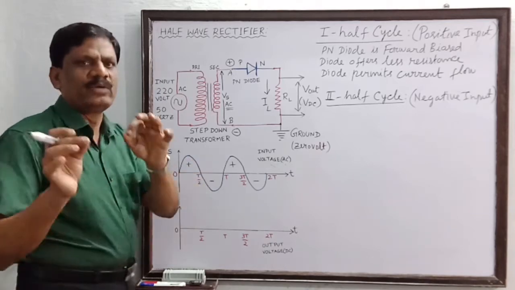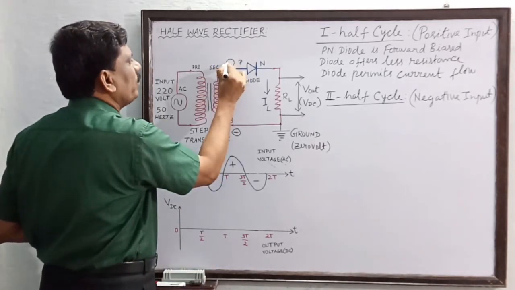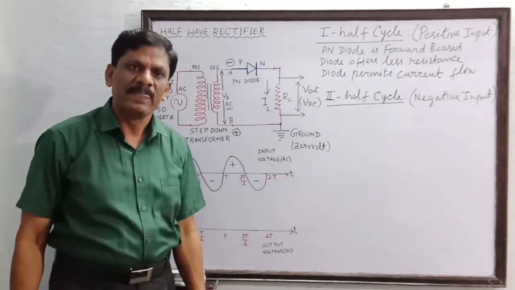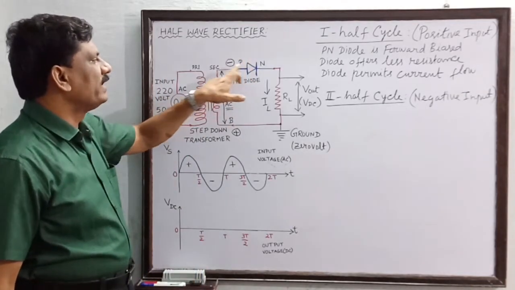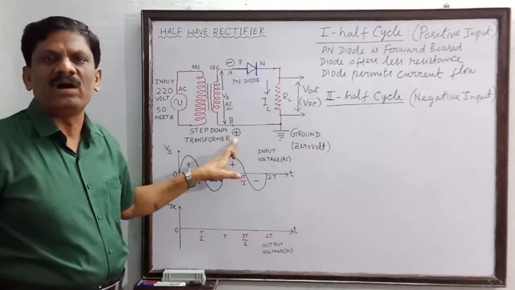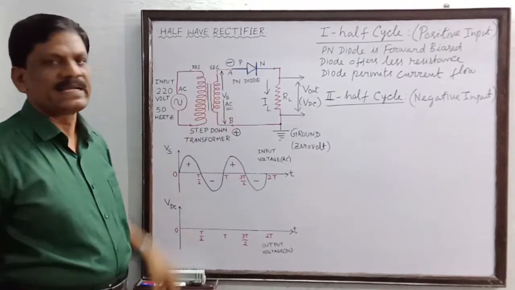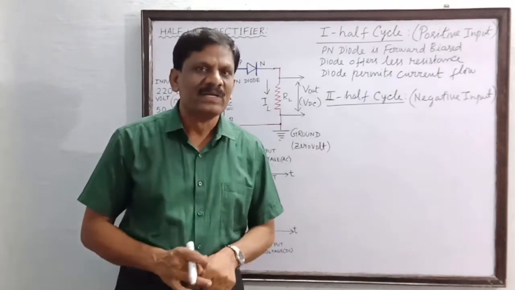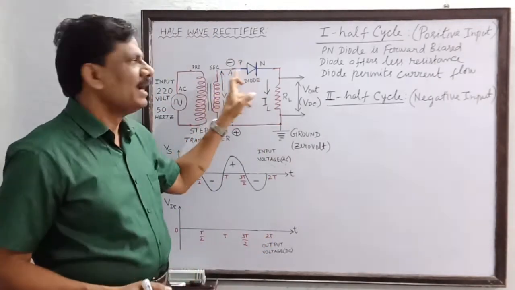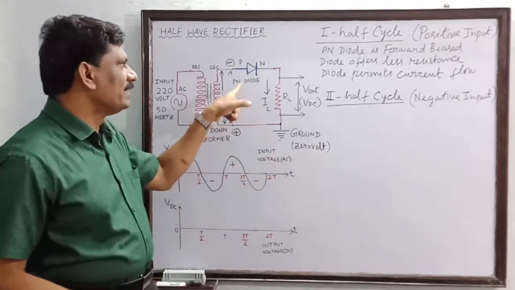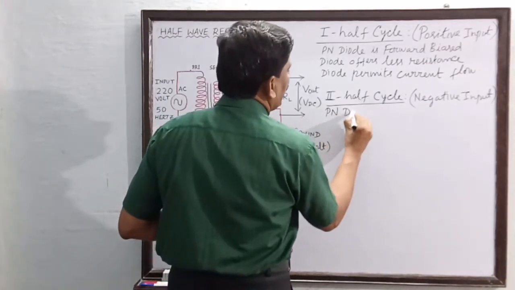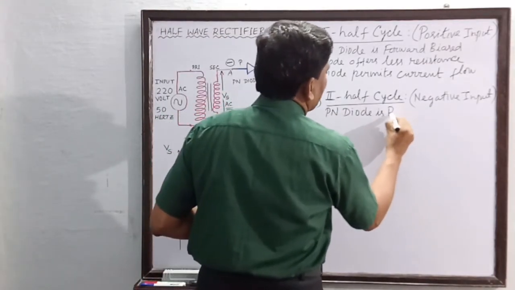So what will happen at a particular instant of time? Say now A is negative during the second half cycle and B is now positive. Okay, students? Now you see that the P region of the diode is connected to the negative voltage and the N region is connected to the positive of the input voltage. So this is the condition for what type of biasing? It is reverse biasing condition. Is it not? So when P is connected to the negative and N is connected to the positive, the PN diode will be reverse biased. So I will write here: PN diode is reverse biased.